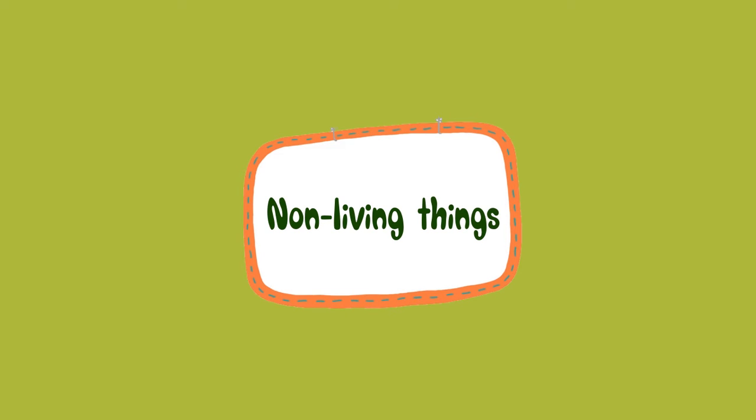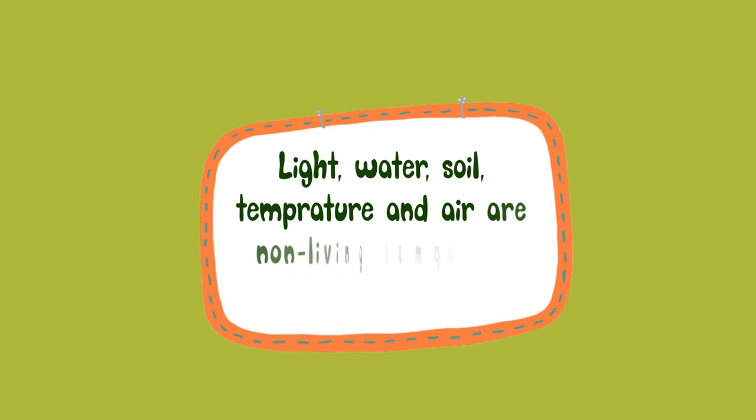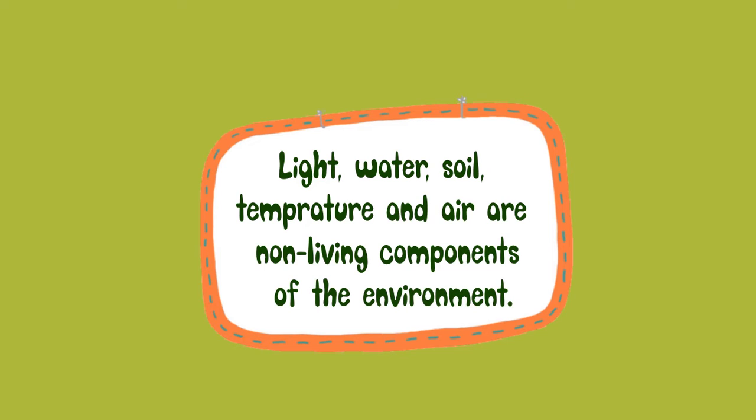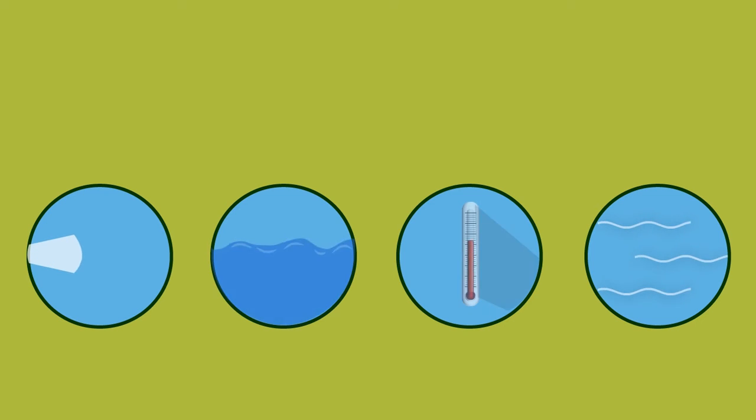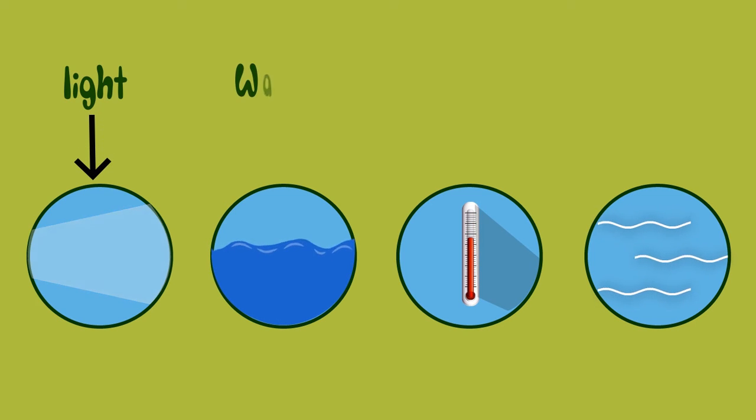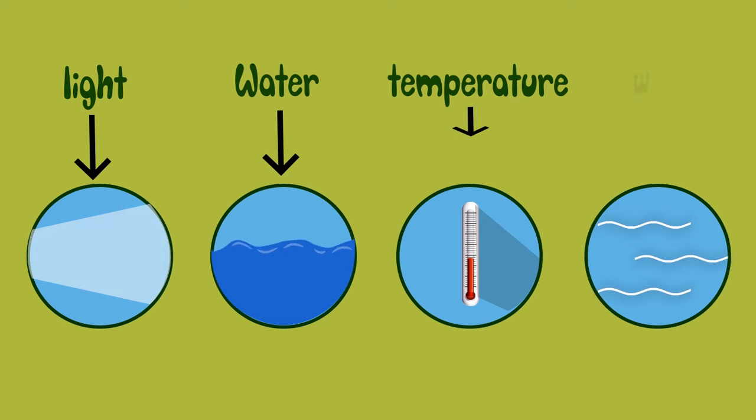Non-living things. Light, water, soil, temperature, and air are non-living components of the environment. Light, water, temperature, wind.